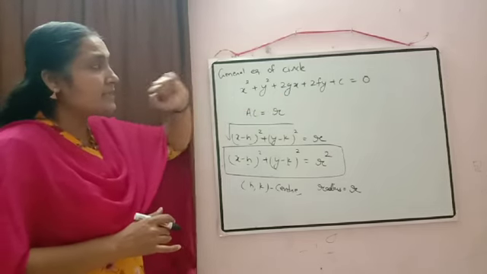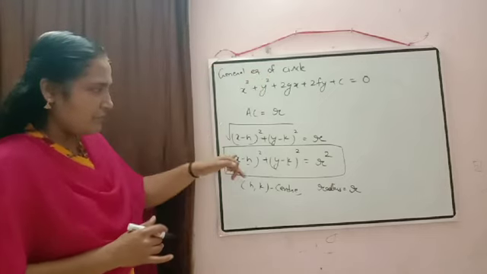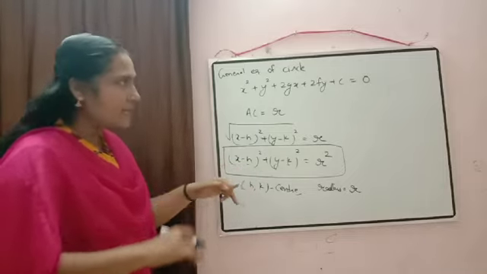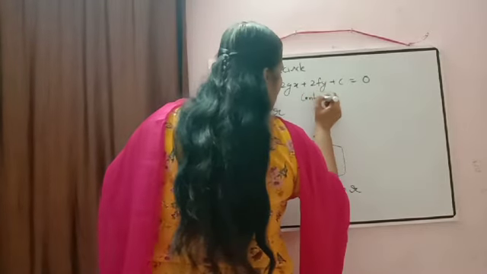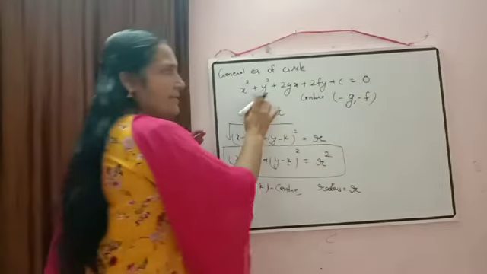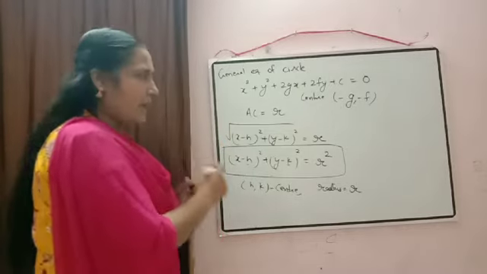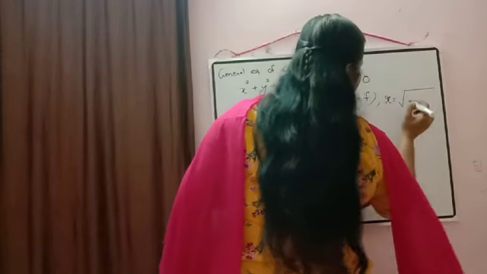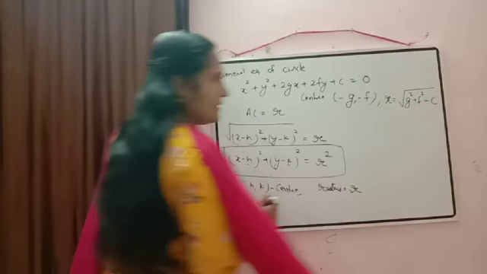In this case, how will we find the radius and center of the circle? When we wrote the formula in the earlier way, our center was h comma k. But when we use this formula, our center is minus g comma minus f. And the radius we calculate using the formula: radius is equal to the square root of g square plus f square minus c.